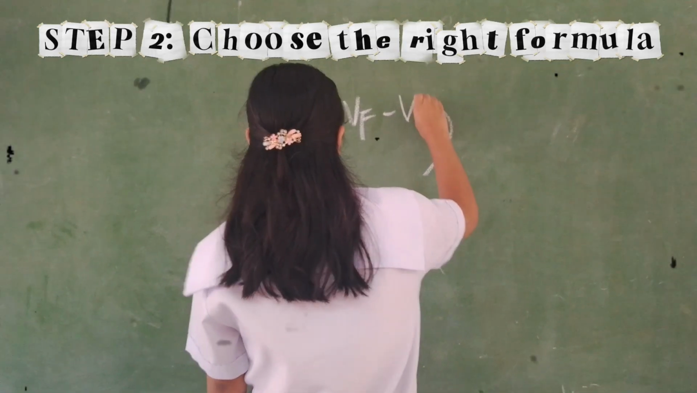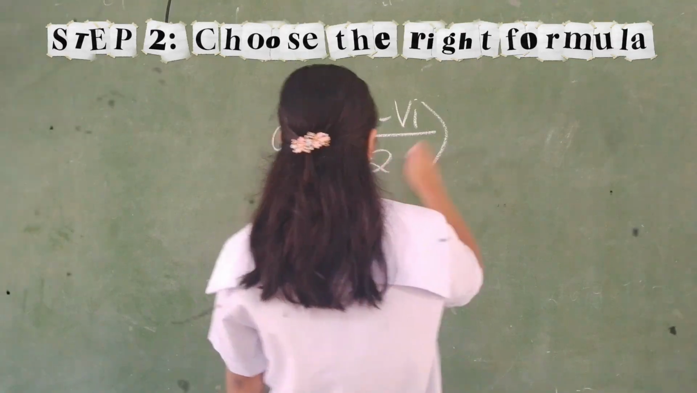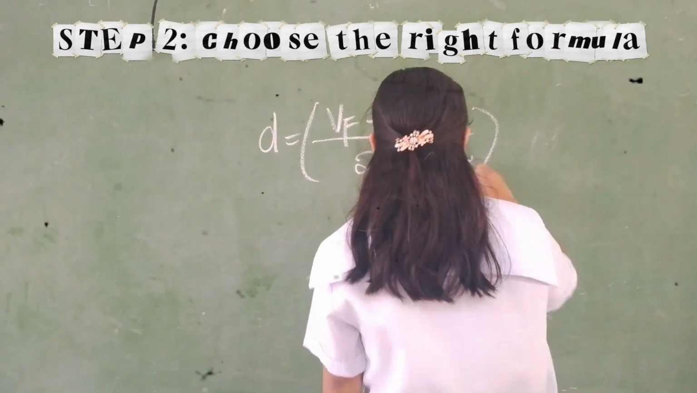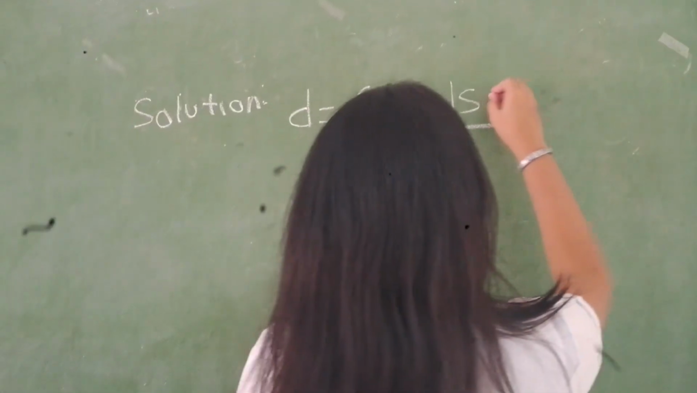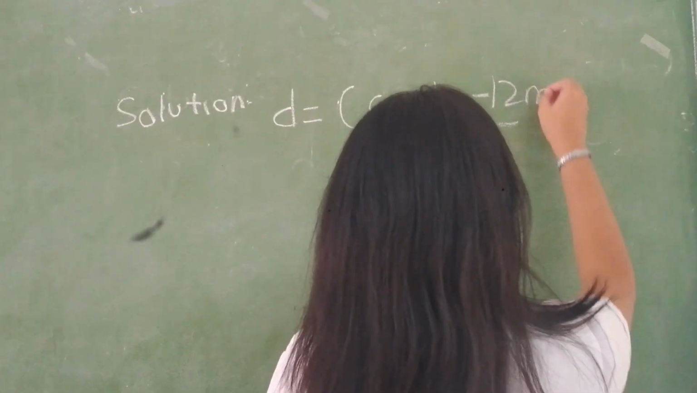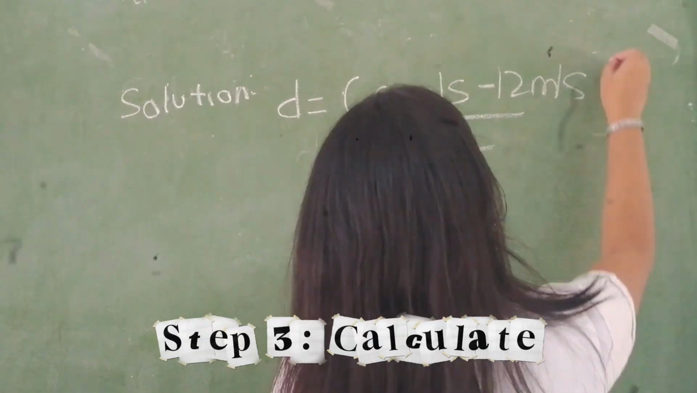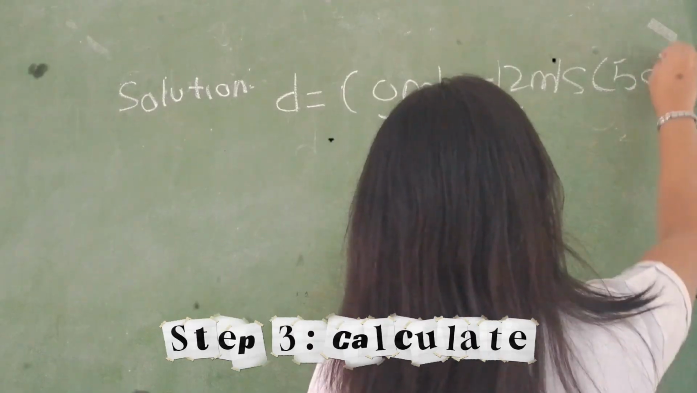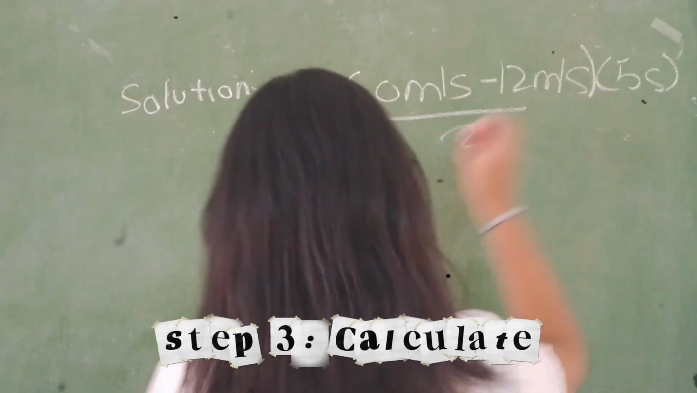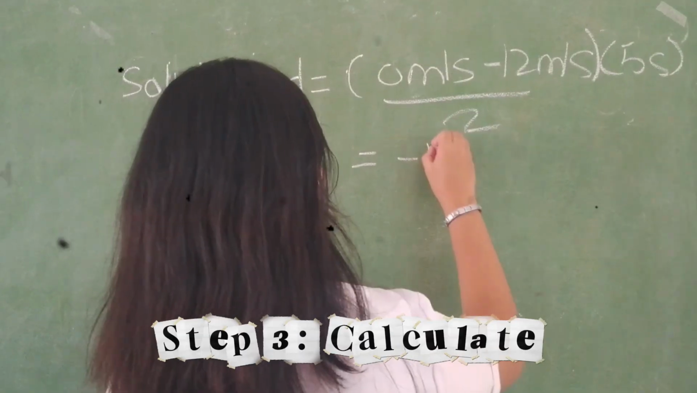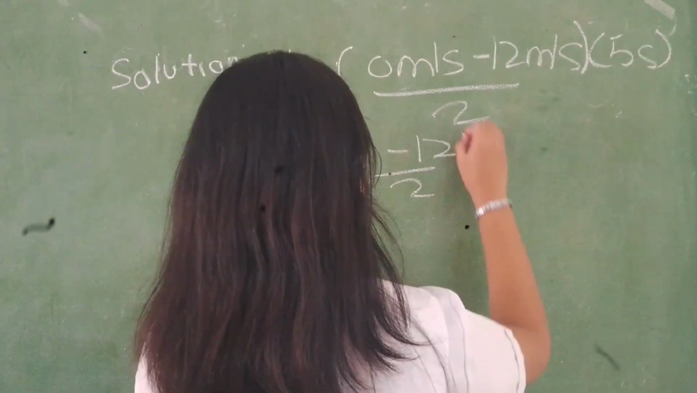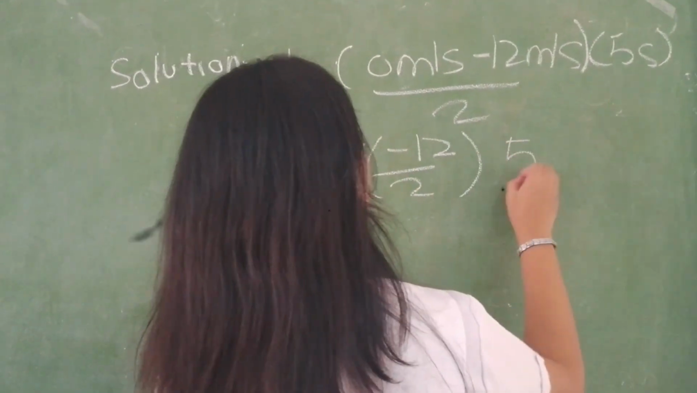Step 2. Choosing the right formula. After we identify the formula that we will use for this problem, let's move on to the next step. For the next step, the calculation. We plug in our values. Substitute the givens to the formula. D equals (0 m/s plus 12 m/s) over 2, times 5.